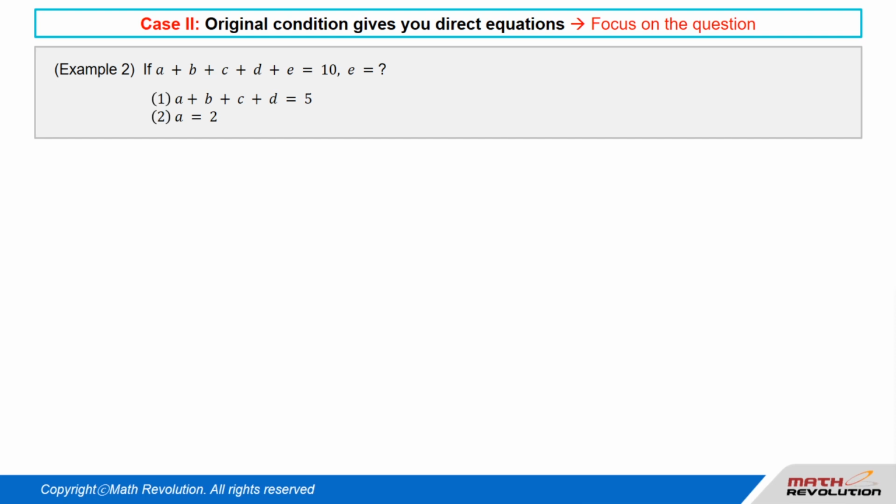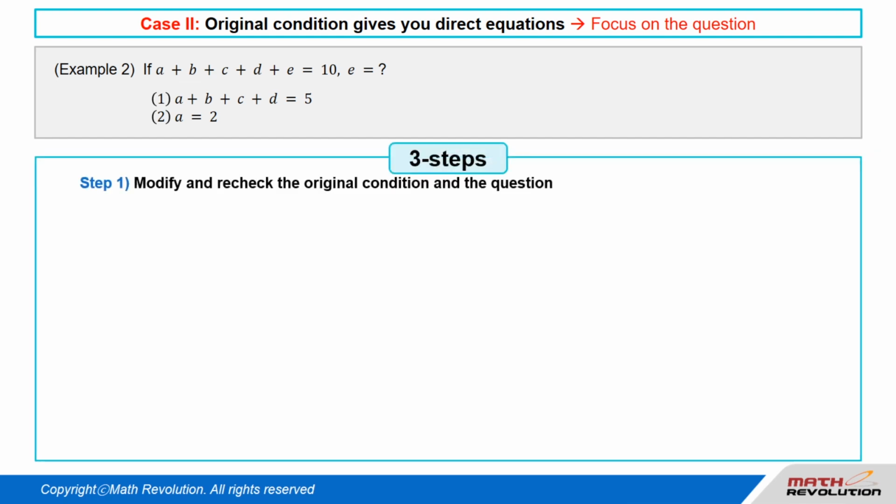Example 2. If A plus B plus C plus D plus E equals 10, E equals what? Condition 1. A plus B plus C plus D equals 5. Condition 2. A equals 2.